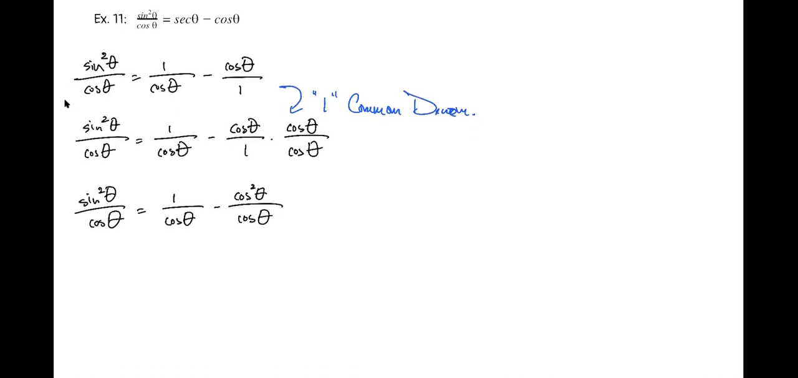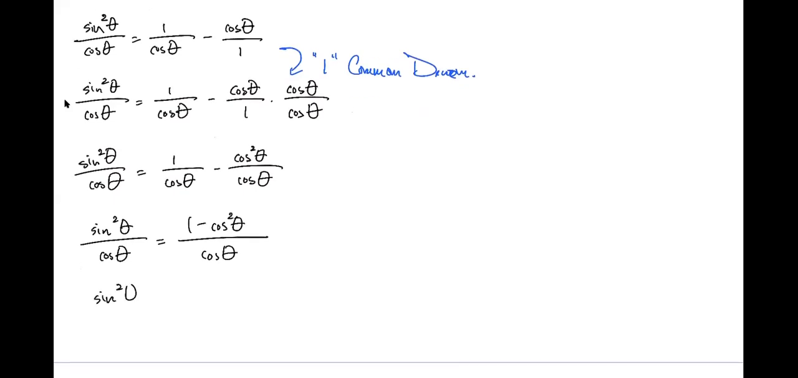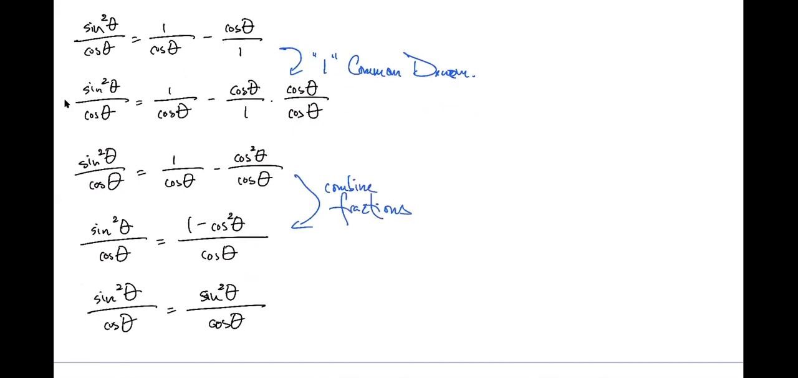1 minus cosine squared theta equals sine squared theta. And that is how we got them to equal each other. I love it. Right, so you took your two fractions, put them together, and then did a Pythagorean substitution. Perfect. Yay. Okay, so common denominator, combine fractions, and a Pythagorean substitution gets us there, absolutely.